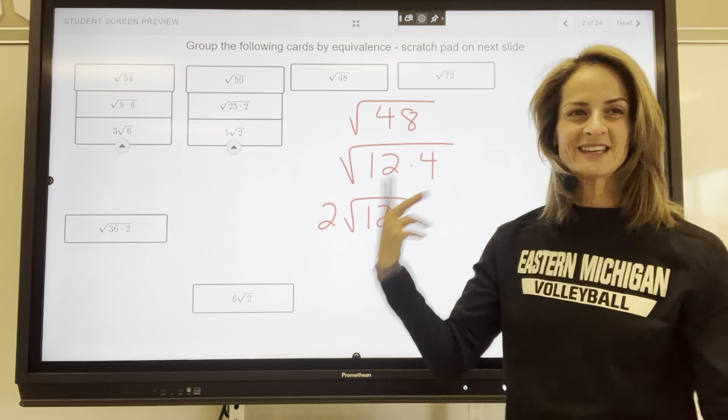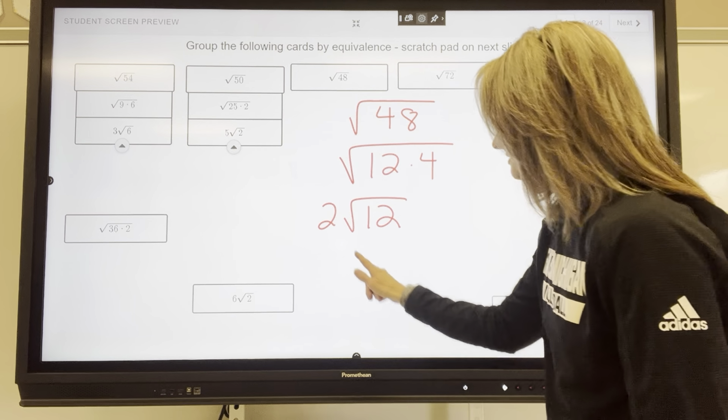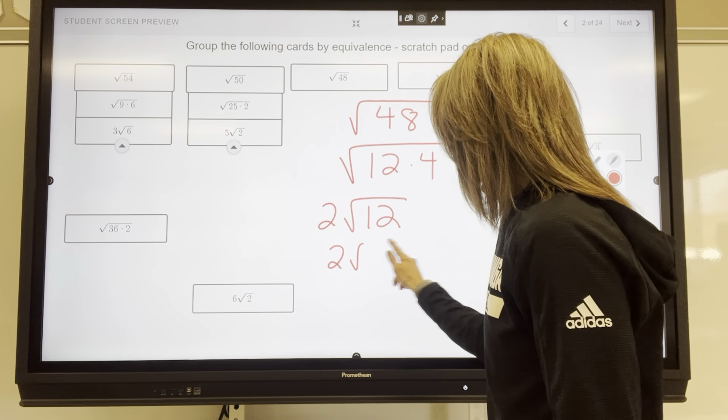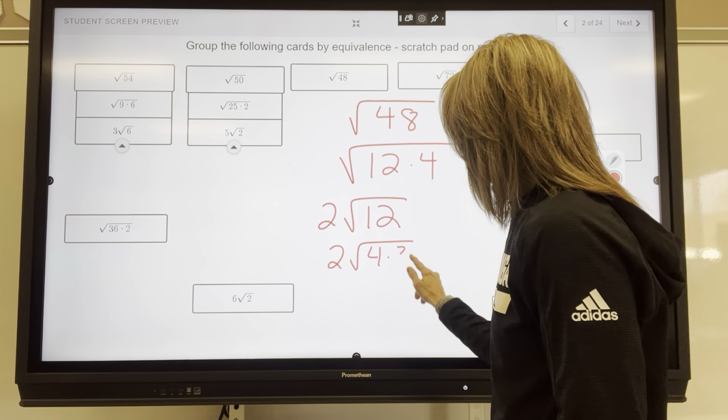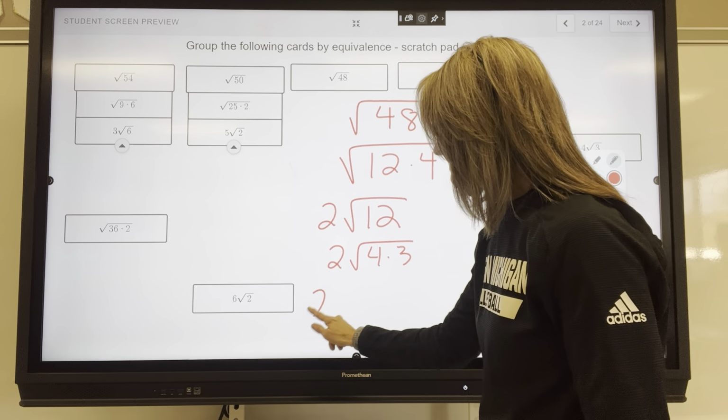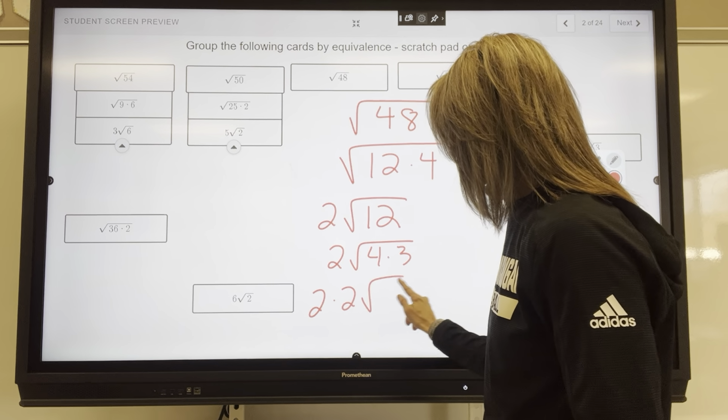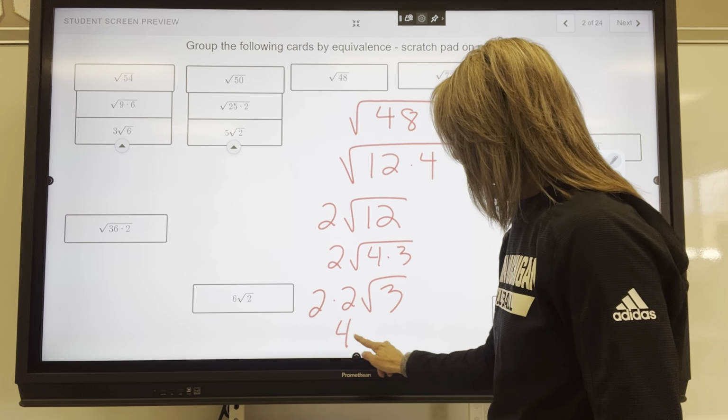So then we have to do this again, which is fine. So we break up the 12 into 4 times 3. We pull the 4 out. It becomes a 2 on the outside, square root of 3. So we have 4 root 3.